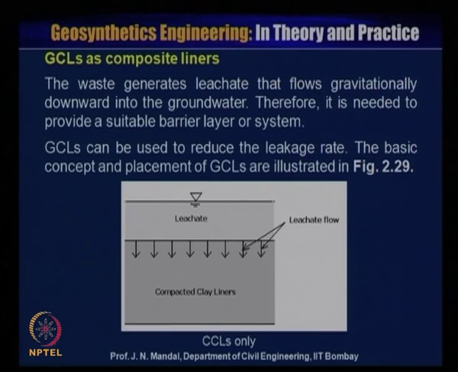Now, consider the geosynthetic clay liner as a composite liner. The leachate generated by the waste flows gravitationally downward into the groundwater. Therefore, it is necessary to provide a suitable barrier layer or system. GCL can be used to reduce the leakage rate. The basic concept and the placement of the GCL are shown in this figure.